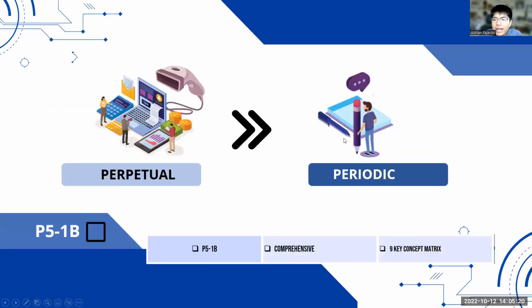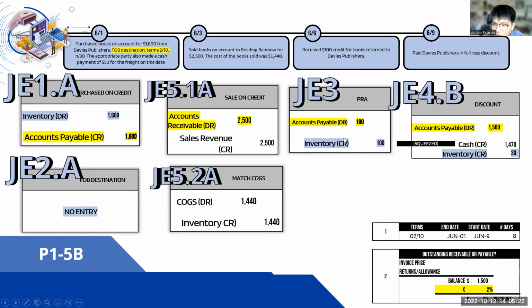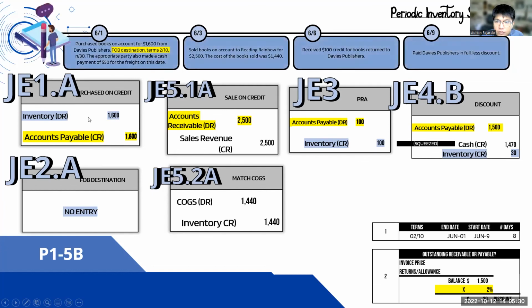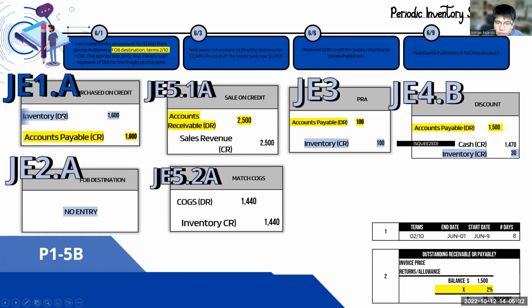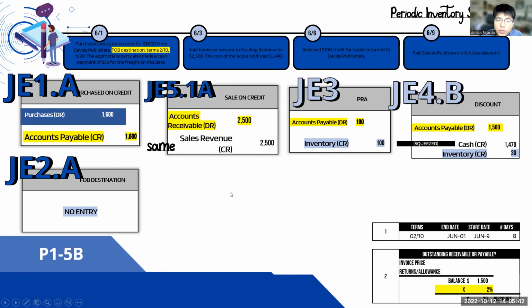Now let's turn this to periodic inventory, so that one last time we master the differences. For periodic, journal entry 1, the purchase, the only difference is the account name. So this inventory will be purchases. 5.1 is a sale, so it's the same, and therefore we don't recognize this COGS because we do it at the end of the period. Journal entry is purchase returns and allowances, so we debit that instead of inventory. For the discount, we credit purchase discount instead of inventory.